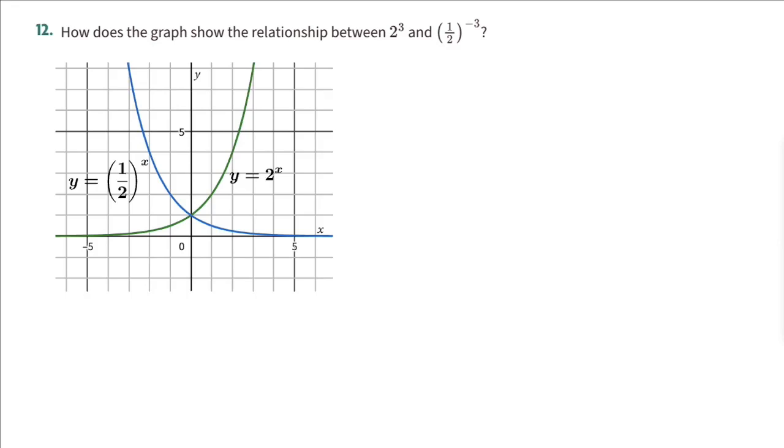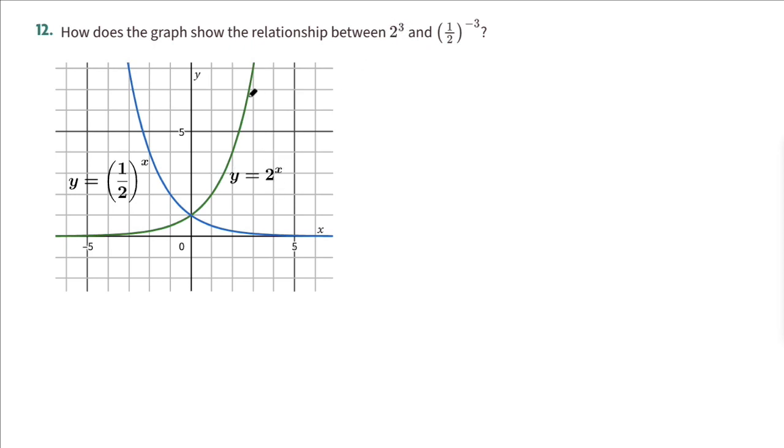We have here the graph of 2 to the x and the graph of 1/2 to the x. The blue one is the 1/2 to the x, and the green one is 2 to the x. And the question is, how does the graph show the relationship between 2 to the 3 and 1/2 to the -3?